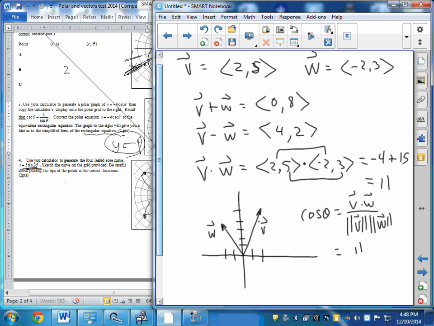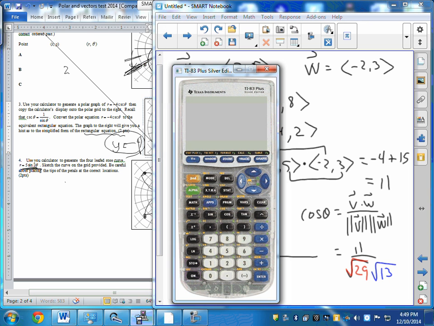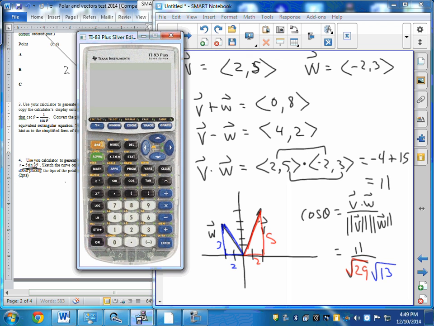So we get 11 divided by, now, how long is v? Good old Pythagorean problem. This is 2, this is 5, square root of 29. Right, and how long is w? Again, Pythagorean theorem, geometry. So this is 2 and 3, so we have square root of 4 plus 9 is 13. Okay, so to find the angle, again, I would grab my calculator and just dump those in there.